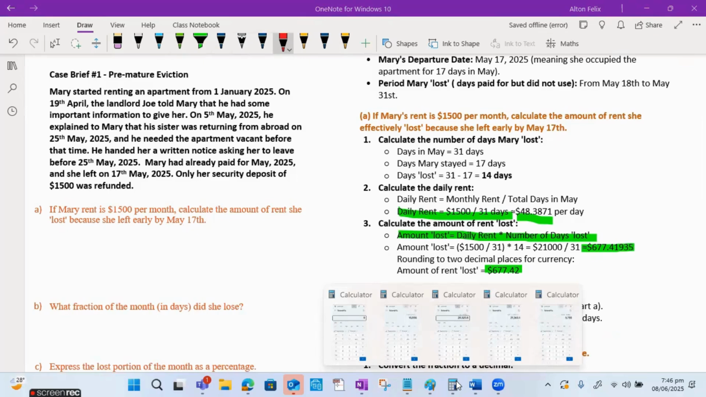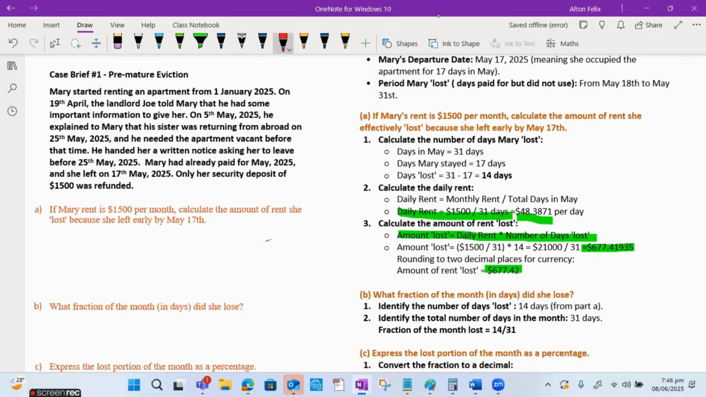Now, if you look at your number, 677.41935, and you are asked to round this number to two decimal places. The 2 refers to the number of digits after the point, and therefore to determine if that last digit 1 will go up by 1 to give you 42 will be determined by the next digit which follows.